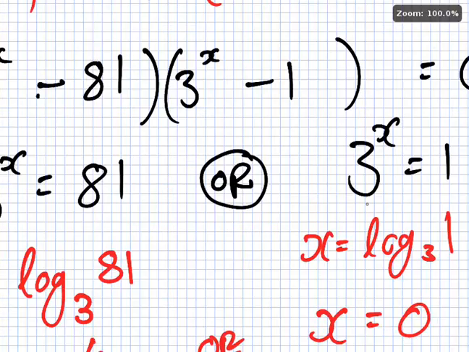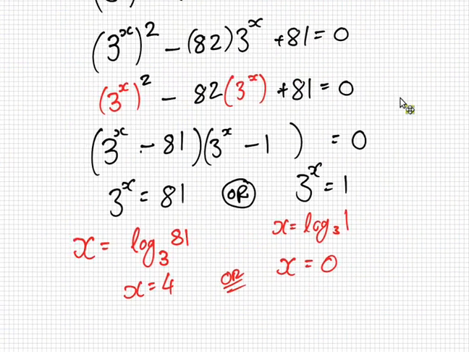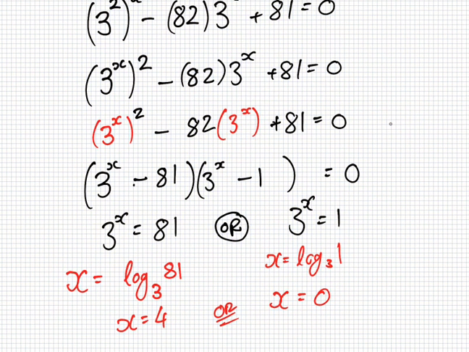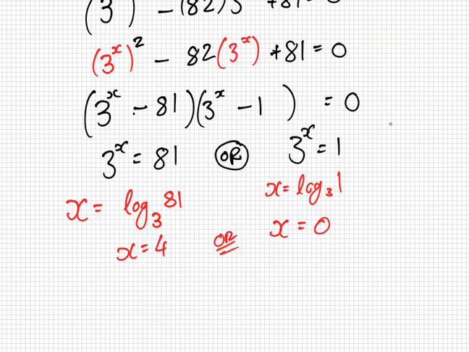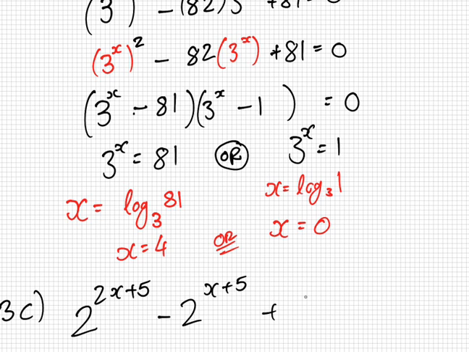Okay, so write that down. We'll look at another example now. I'll let you try this one when you finish writing it down. 2 power 2x plus 5, minus 2^(x+5), plus 8 equals 0. I just want you to try this to see how you do. So try this one for me for a minute.